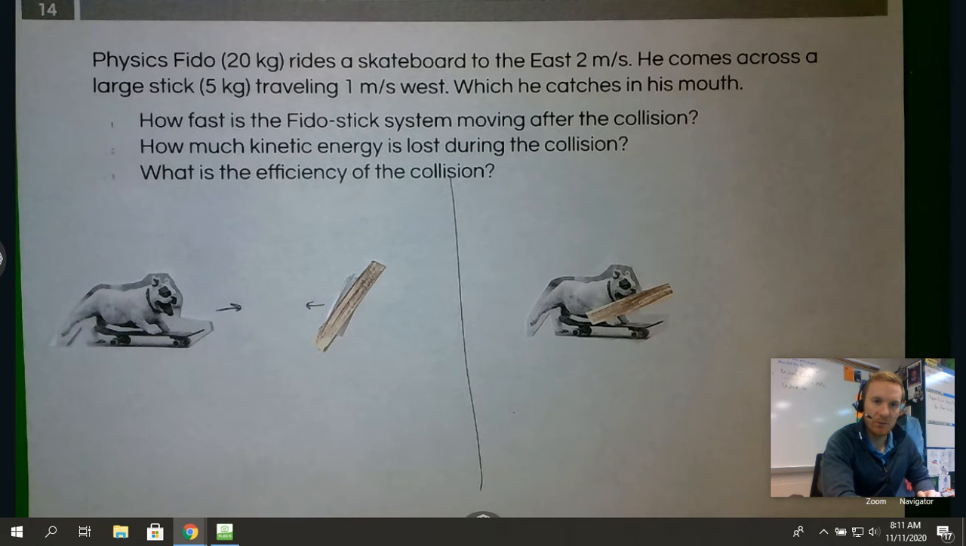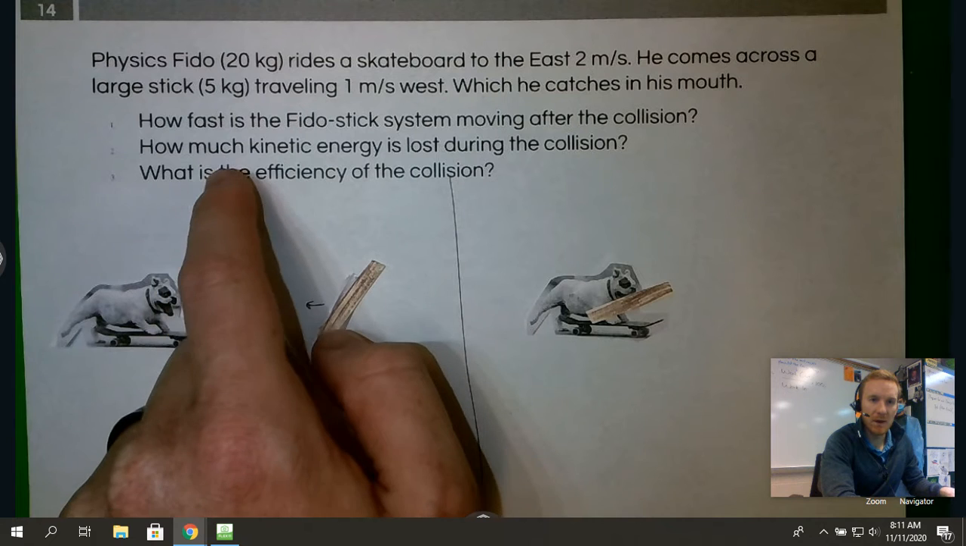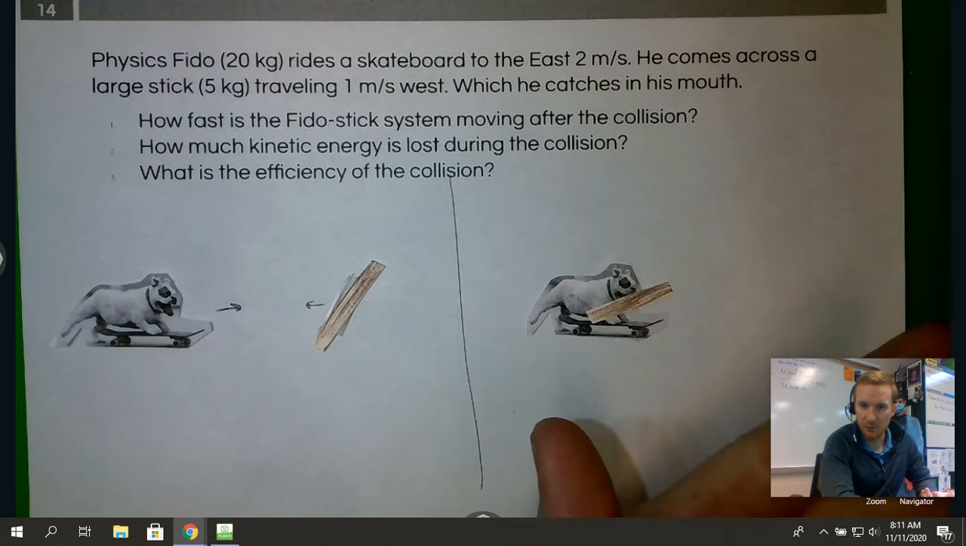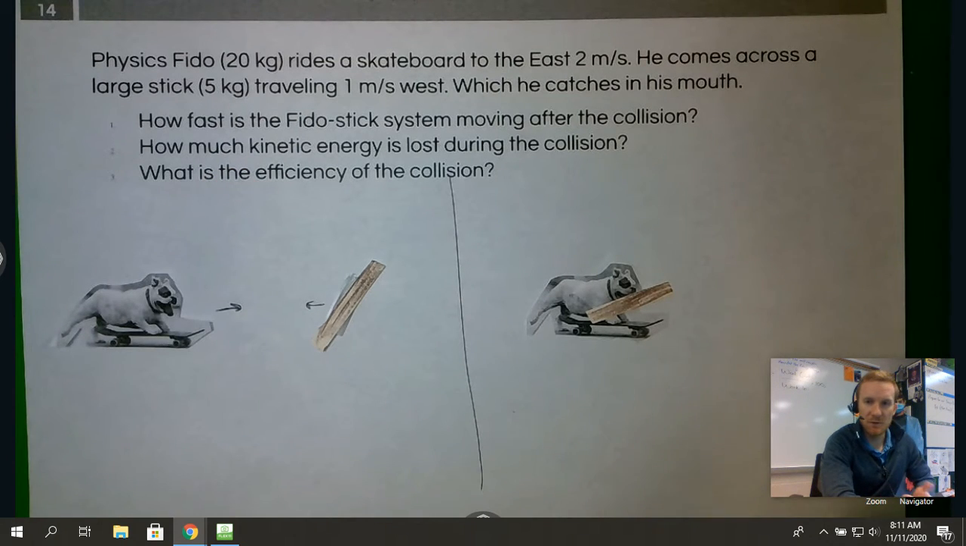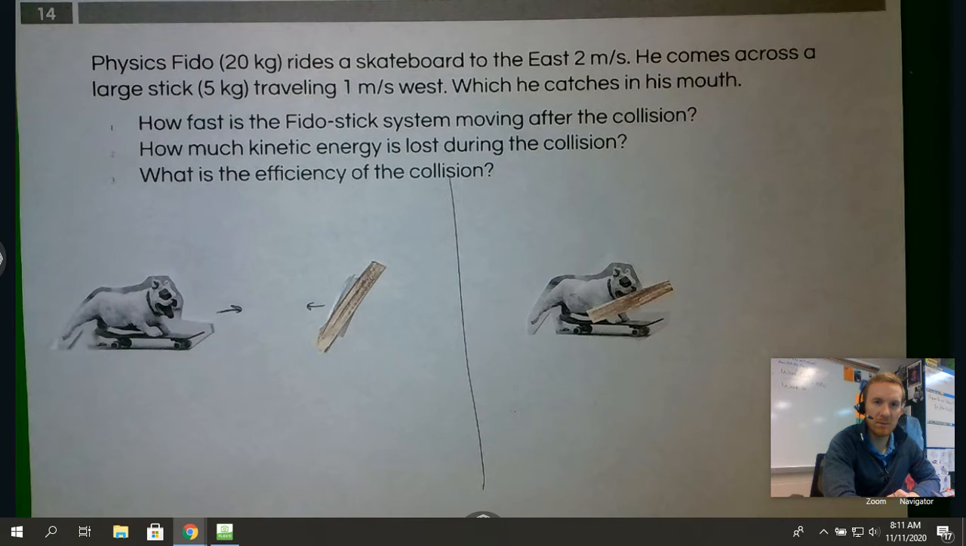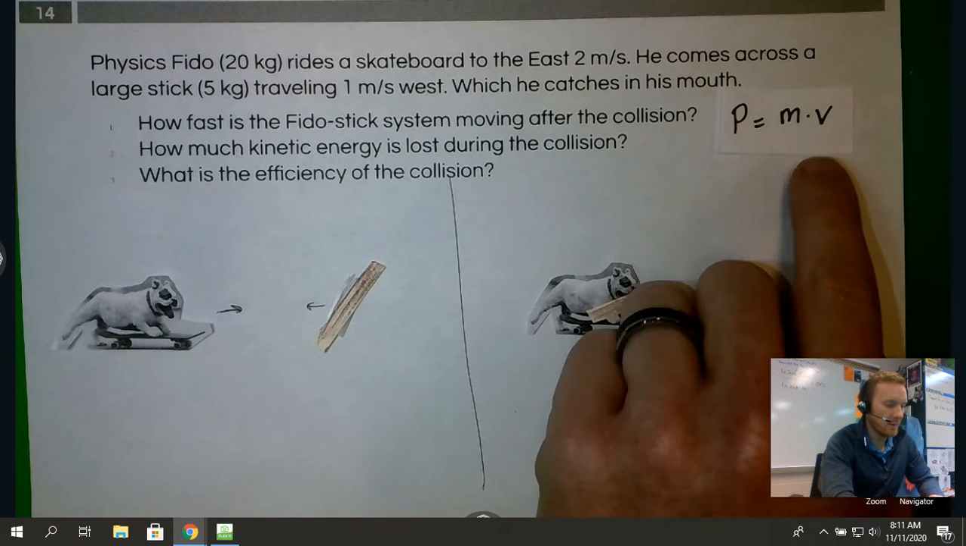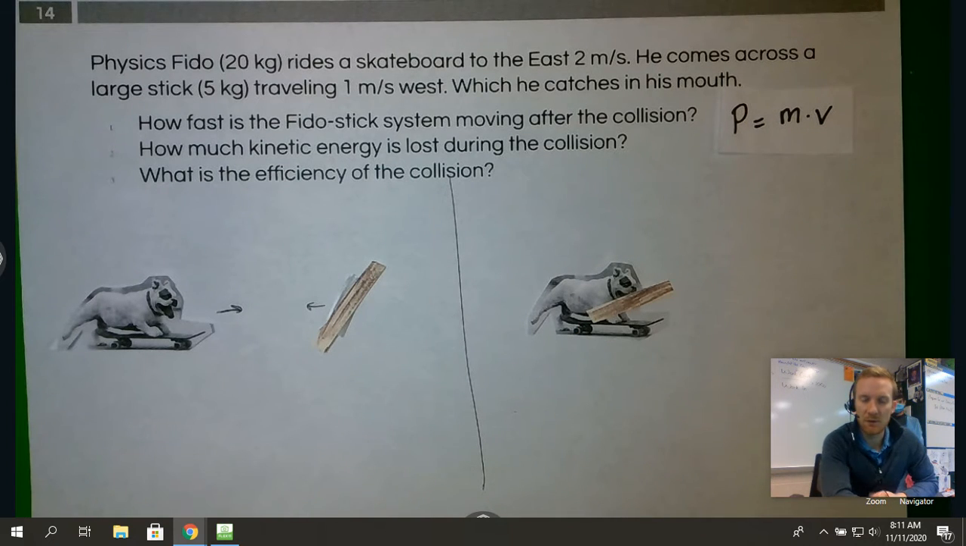We want to know how fast is the Fido and stick system moving after the collision, how much kinetic energy is lost during the collision, and then what is the efficiency of that collision. Right? So to focus on this first question, we are going to have to refer back to concepts of momentum, right? Because remember that momentum is always conserved during an interaction. It never goes away, right?